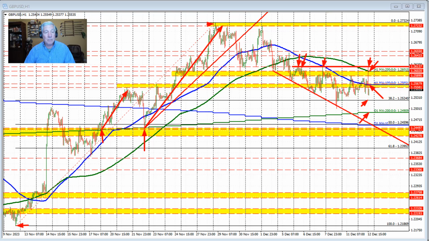The 100-hour moving average now becomes resistance for traders, as mentioned earlier. That level again comes in at 1.2565. If we move above that level, then we look toward this swing area and also toward the 200-hour moving average once again. So there you have it. A look at three of the major currency pairs to kickstart your trading day.